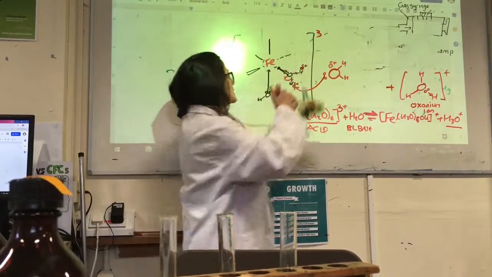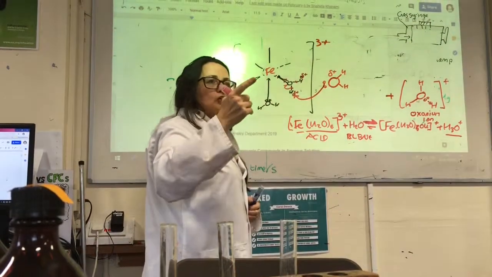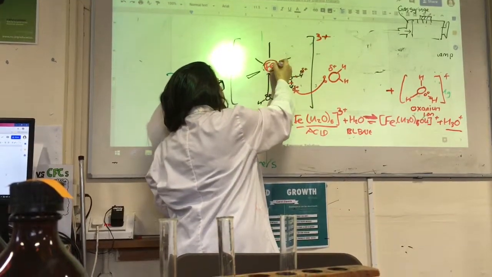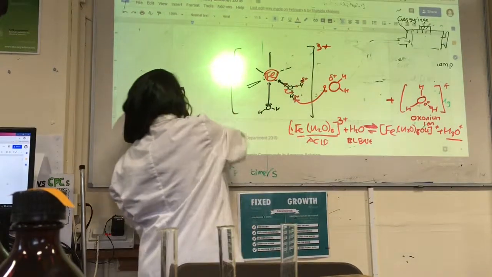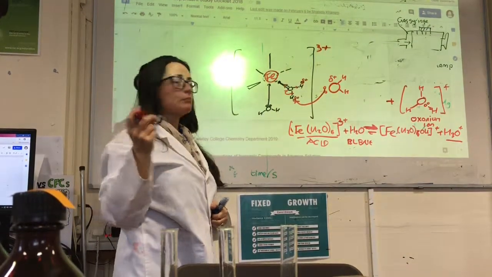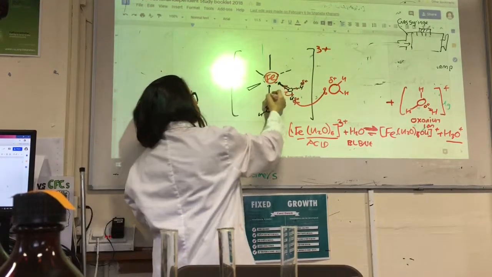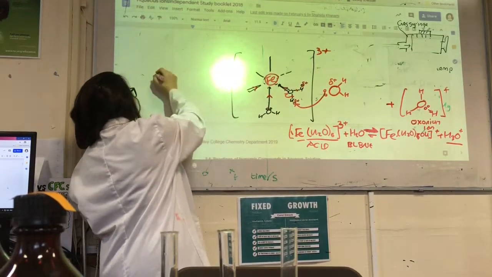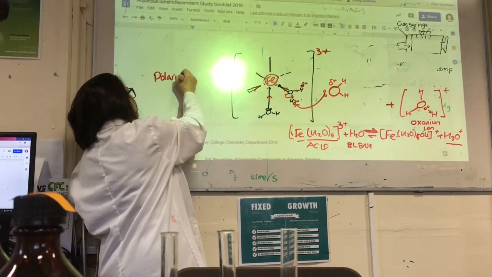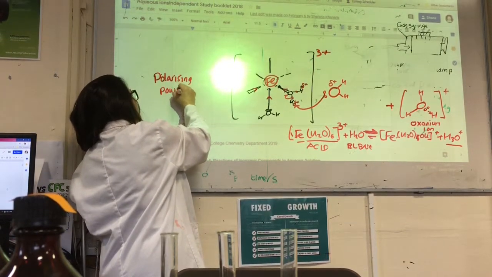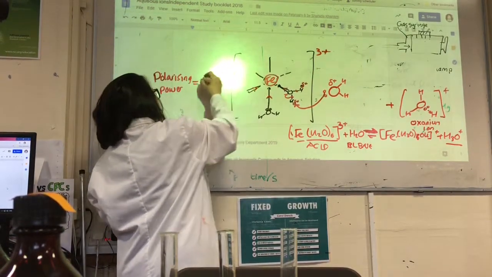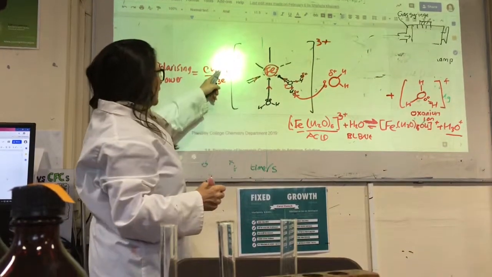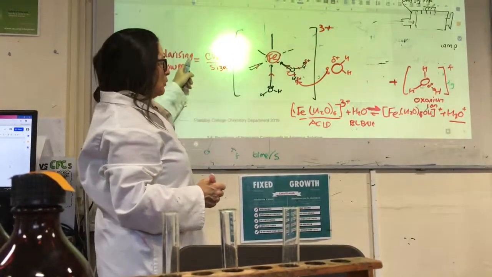So it's not just to do with the increase in charge, it's also to do with the size of the ion. The smaller the ion and the higher the charge, the greater what we call polarizing power. So the polarizing power, the ability to drag electrons towards itself from these water molecules, is equal to the charge divided by the size ratio. So the larger the charge, the smaller the size, the more polarizing.